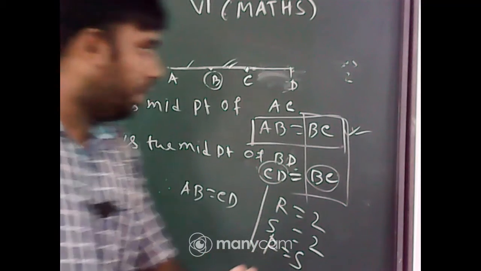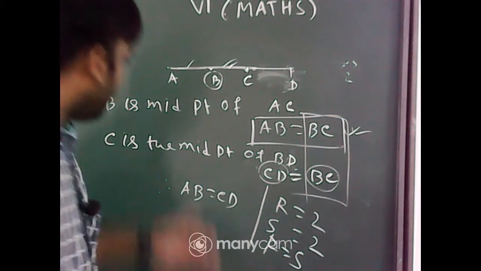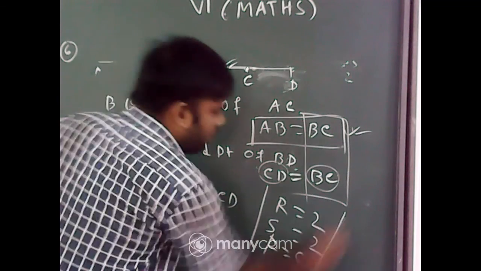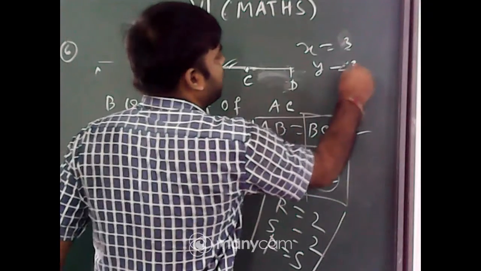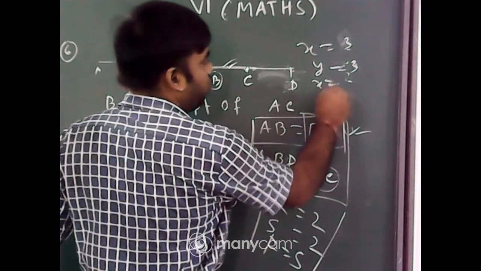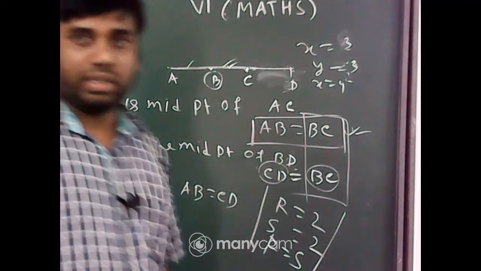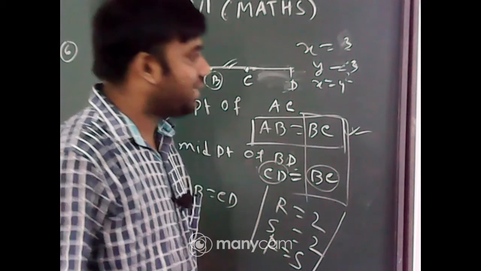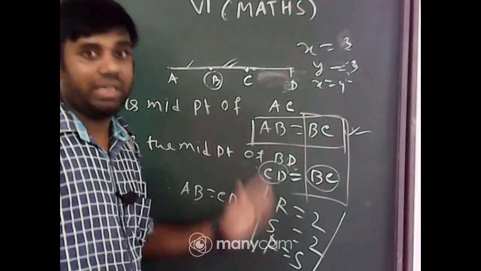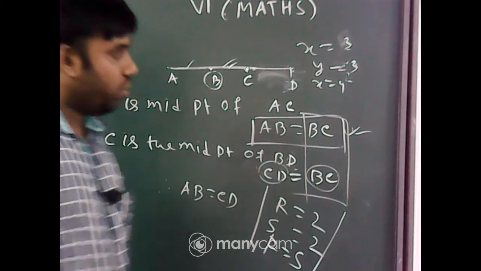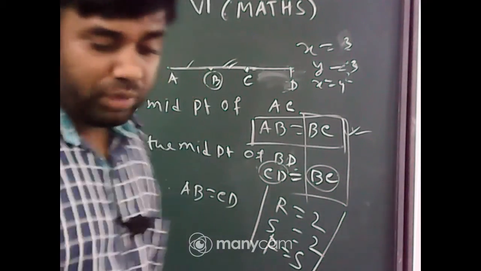Got that concept? Sanchita, got that concept why they are equal? Again, taking x equal to 3 and y equal to 3, then you can say x equal to y. As the right hand sides are equal, that's why left hand sides will also be equal. Yes, I hope you got the concept.